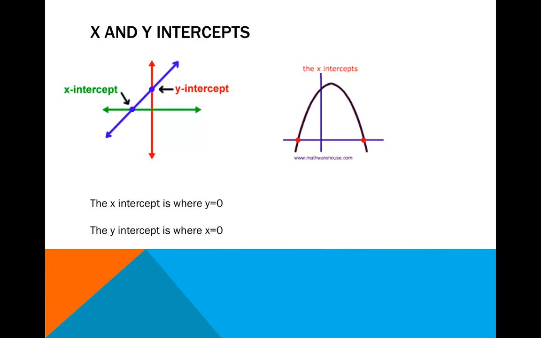Okay, so the other things that we should be aware of are our x and y intercepts. So x-intercepts are where your graph crosses the x-axis. So you can find those by setting y equal to 0. And then your y-intercept is where x equals 0. So you can, again, find those by setting x equal to 0. Usually in something like a linear or quadratic equation, your y-intercept is your start value.